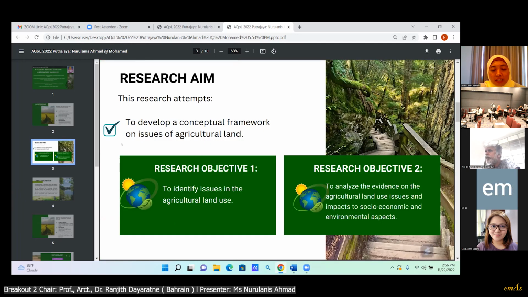Due to this significant statement, our research aim is to develop a conceptual framework on the issue of agricultural land. From this aim, we divided it into two research objectives. Firstly, we want to identify the issues in agricultural land use. Secondly, we want to analyze the evidence of agricultural land use issues and how these issues impact socio-economic and environmental aspects.